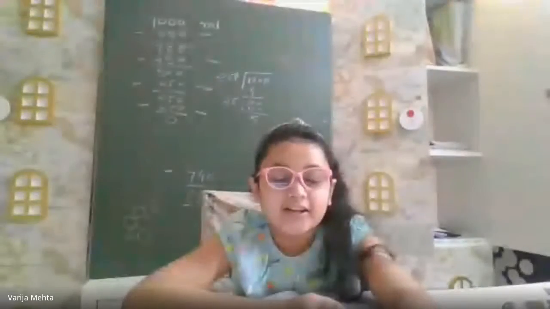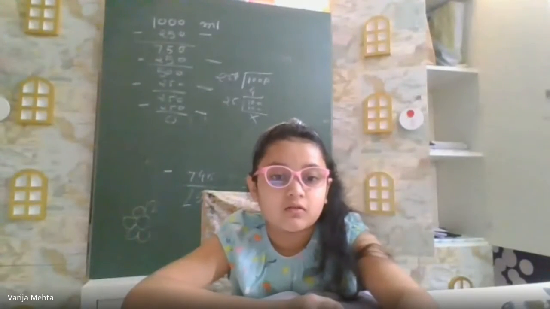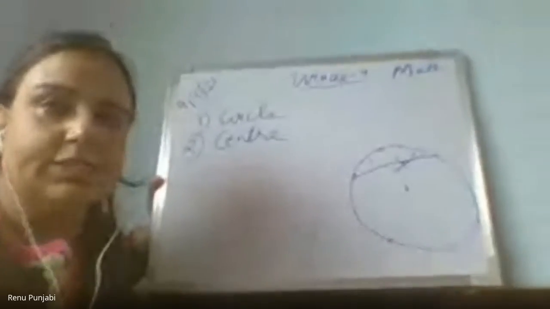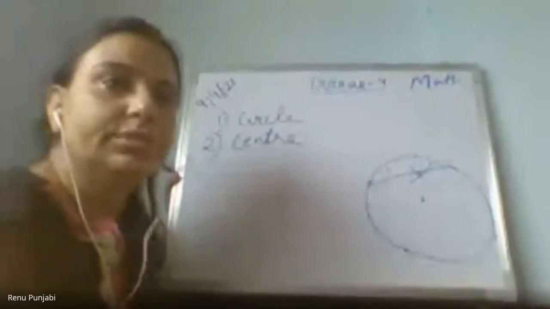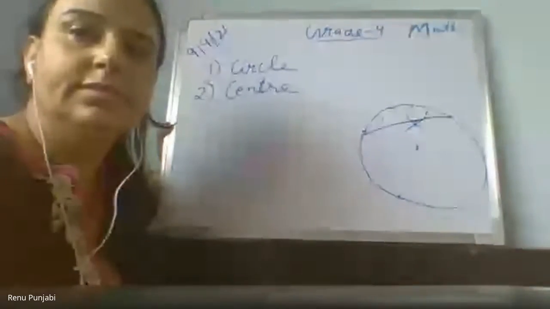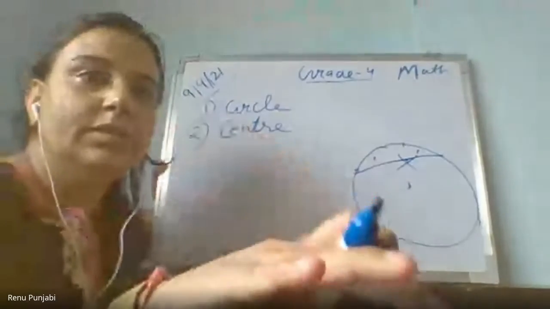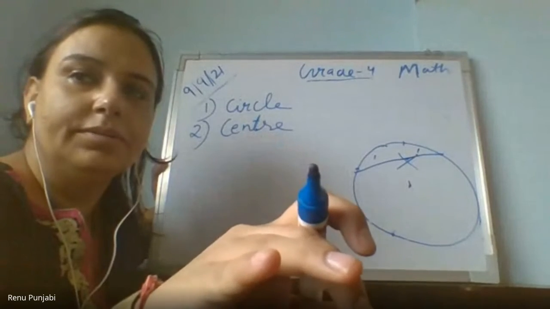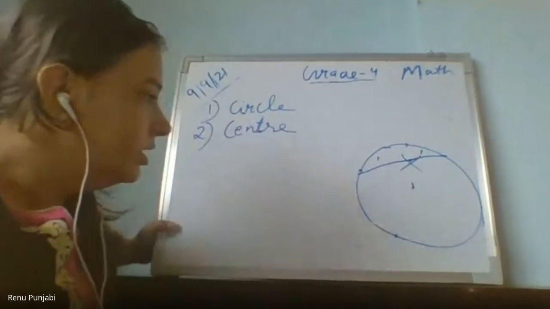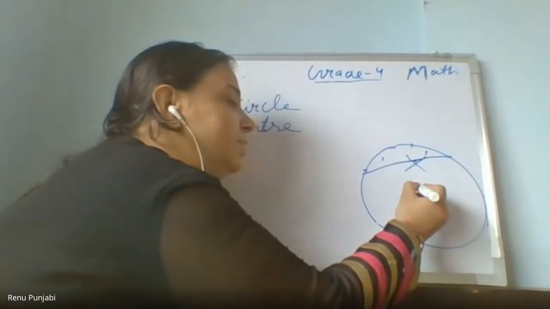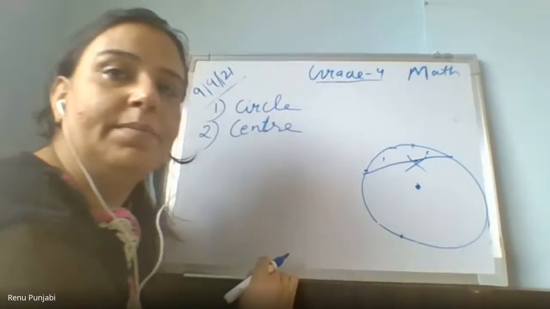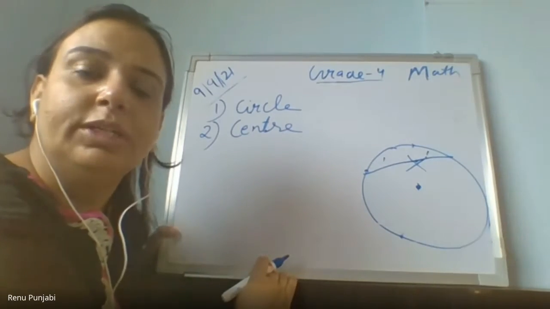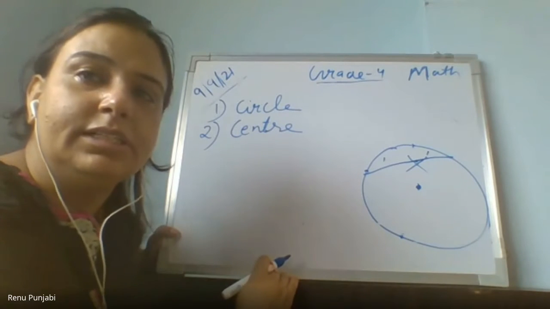Ma'am, your screen is very blurred. Beta, within 1 or 2 seconds it will be okay. Now fine? Visible? Okay. So this will be the center of the circle. Am I clear to all of you? Kavisha, do you want to explain something about the center of the circle?